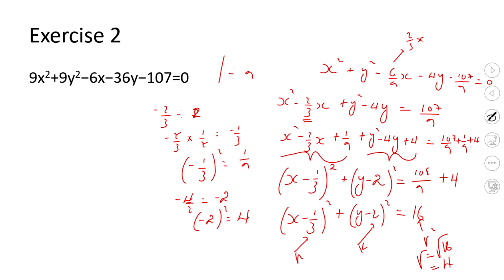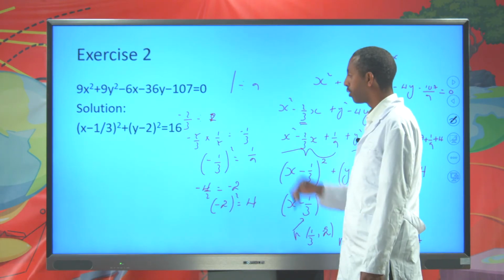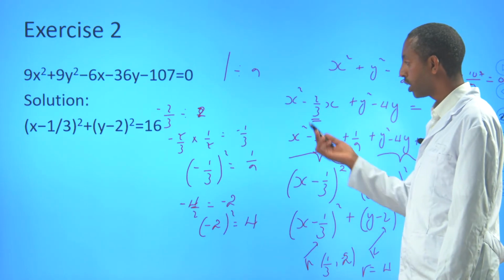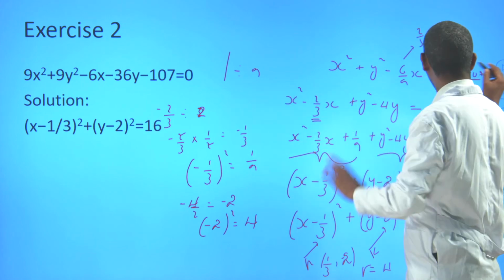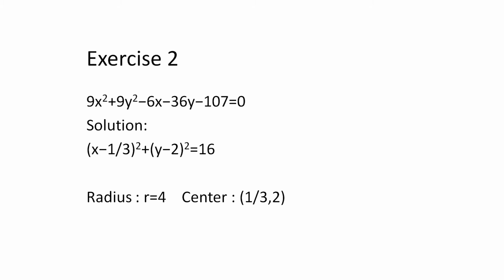So the center of this circle would be 1 over 3, comma, positive 2. The solution is here, and our final answer is x minus 1 over 3 the whole square plus y minus 2 the whole square is equal to 16. As I mentioned before, the radius is clearly written, and also the center of the circle. So the radius is the square root of 16, which is 4, and the center is 1 over 3, comma, positive 2. Good. This is the solution of this exercise.